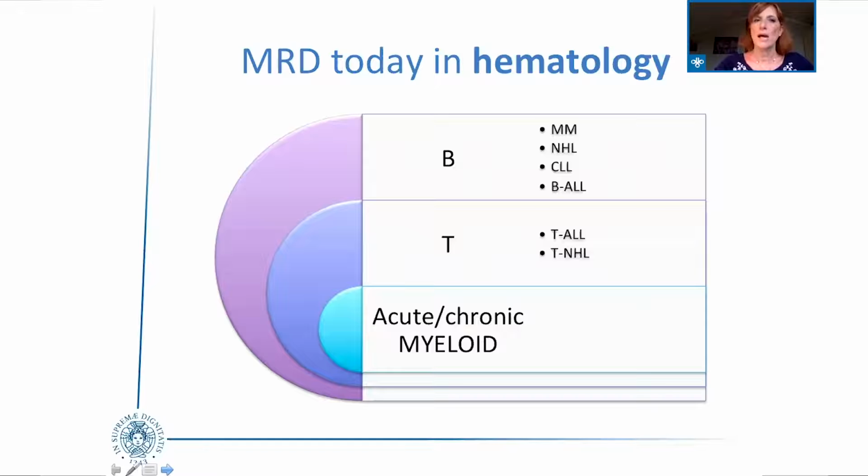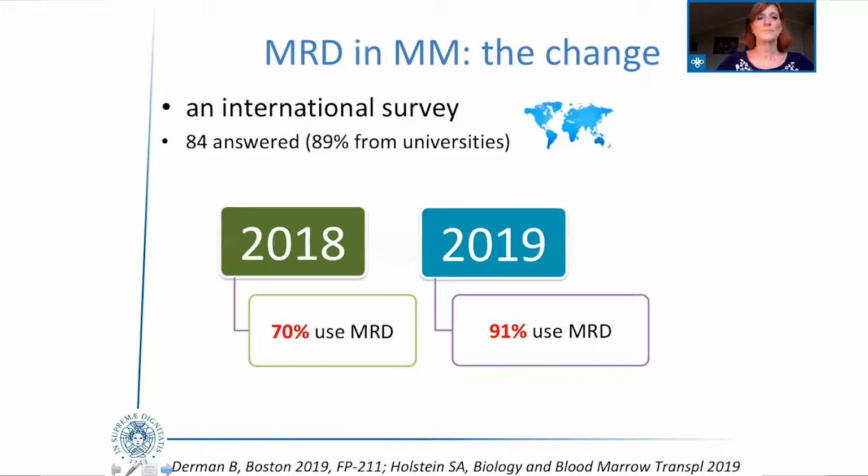In hematology today, MRD is really relevant for our clinical practice. In all diseases, acute and chronic myeloid disorders, T lymphomas and acute leukemias, and especially B disorders, such as multiple myeloma, non-Hodgkin lymphomas, chronic lymphocytic leukemia, and B acute lymphoblastic leukemia. Unfortunately, today we have not time enough for treating MRD in all these diseases. So we decided to focus our attention on B cell diseases.